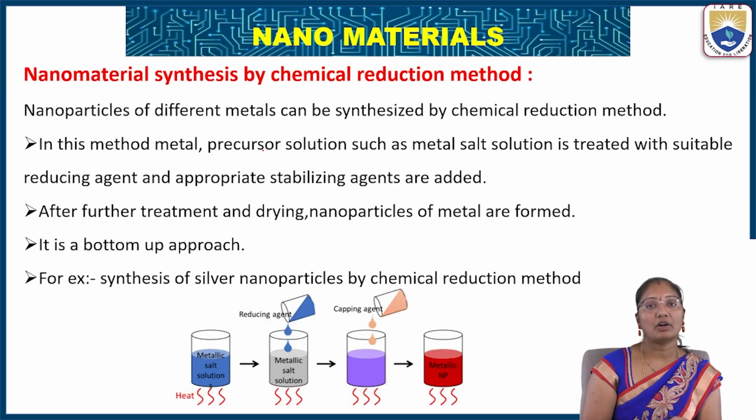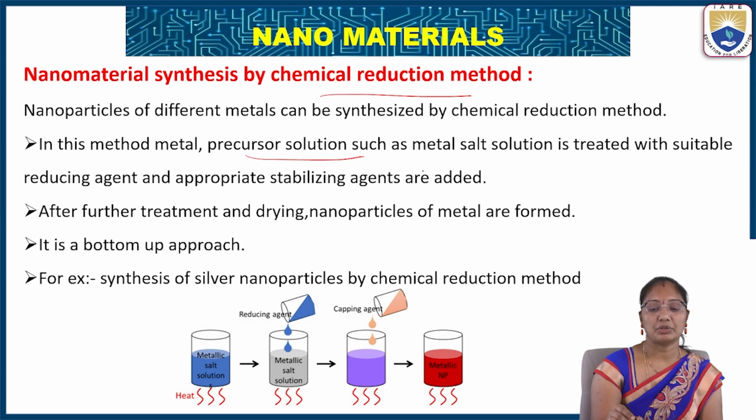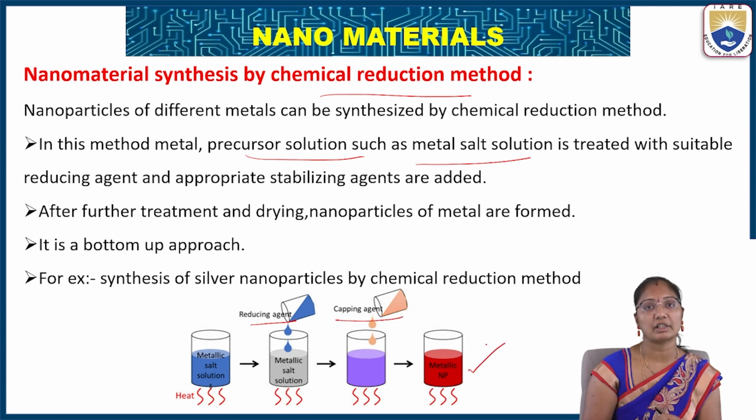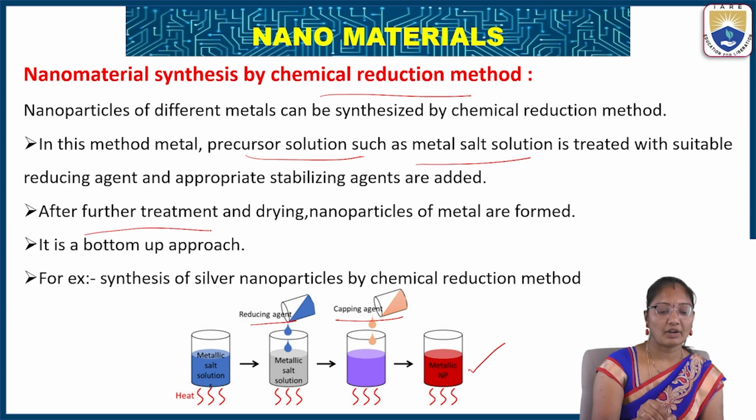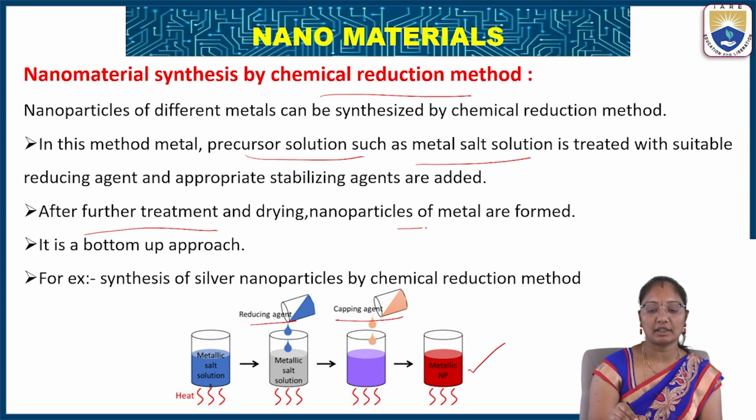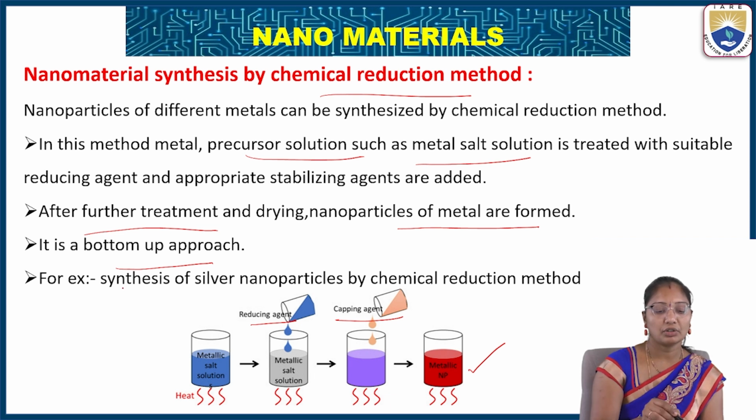Another method of nanomaterial synthesis is the chemical reduction method. In this method, a metal precursor such as a metal salt solution is treated with a suitable reducing agent, followed by a capping agent, and the metallic nanoparticles are obtained. After further treatment and drying, nanoparticles of metal are formed. This is a bottom-up approach, so the sol-gel method is a top-down approach.